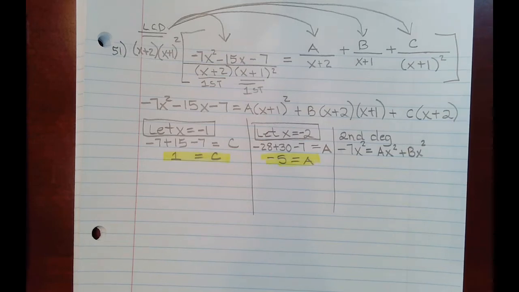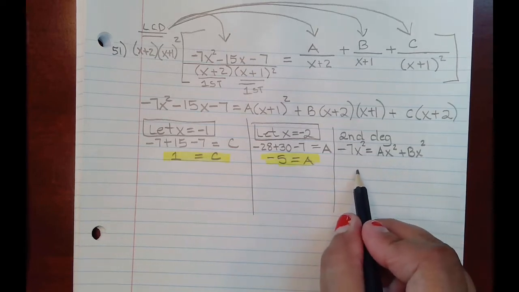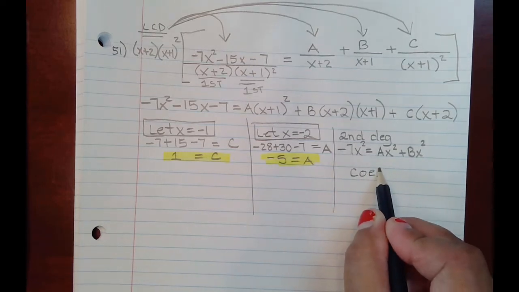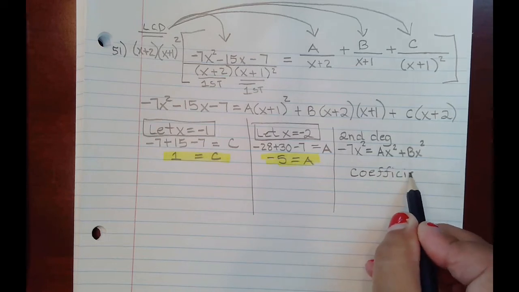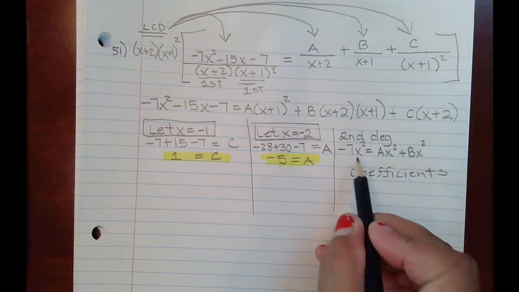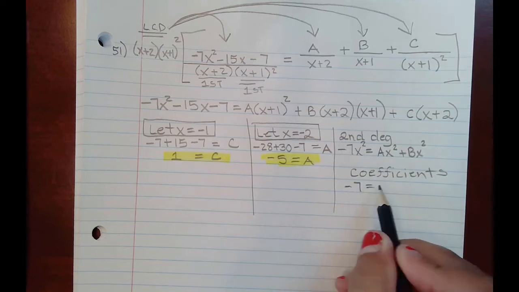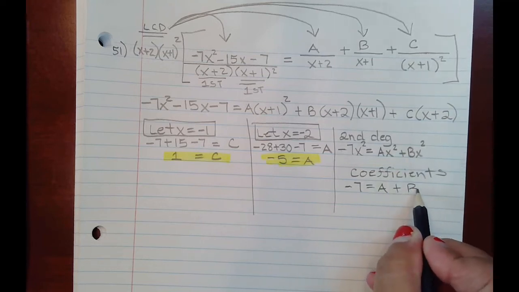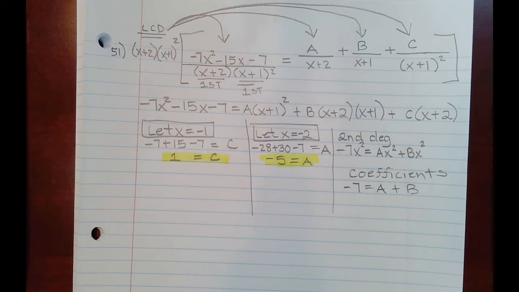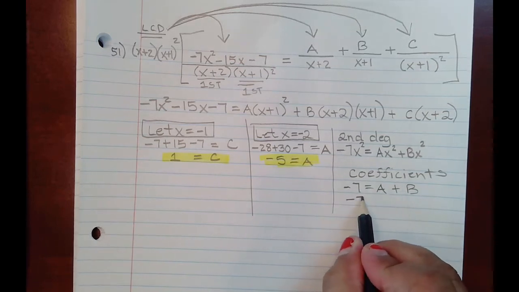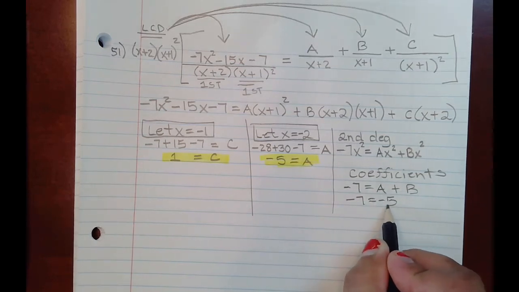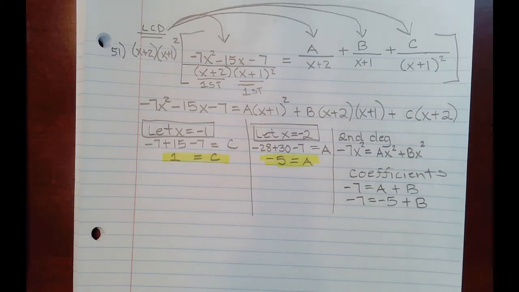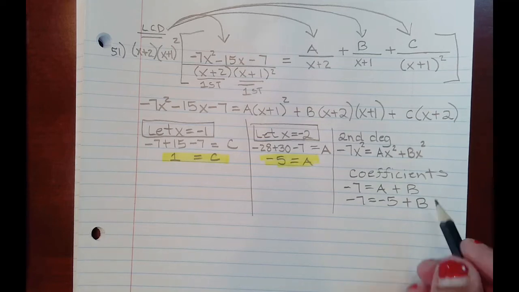Now, once you have identified all the second degree terms, you are simply going to work with the coefficients only. Only use those coefficients. So, coefficient of this second degree term, -7. Coefficient of this second degree term, A. Coefficient of that second degree term, B. So now we have a nice little equation, A plus B is equal to -7, but we already know what A is. So it's -7 is equal to -5 plus B, and there we go. We have an equation that's going to allow us to find that last missing value in number 51.